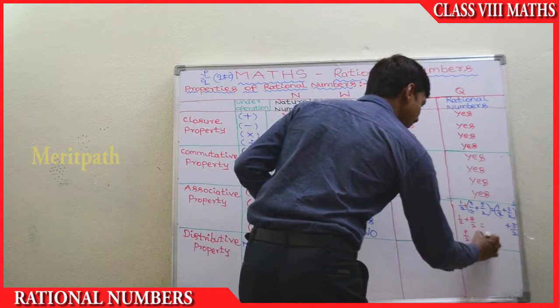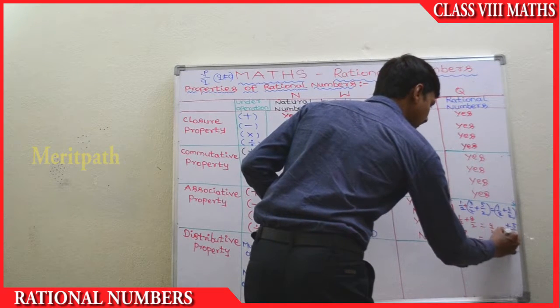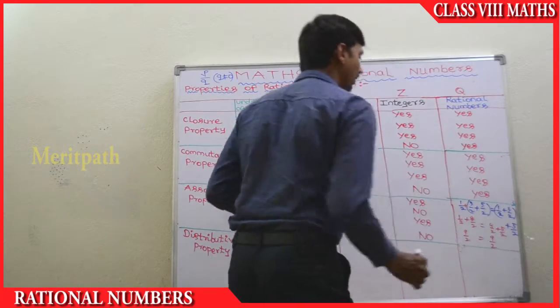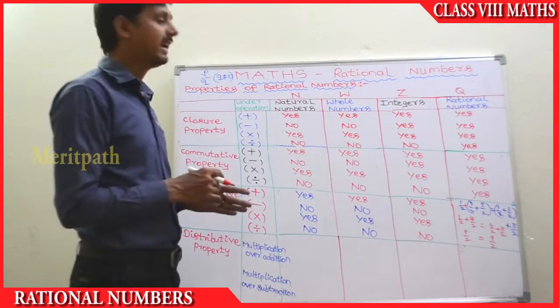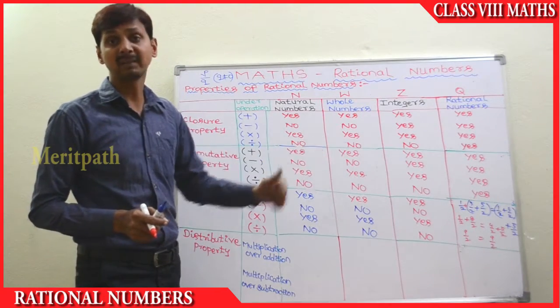Now the left-hand side and right-hand side. So 4 by 2 plus 5 by 2 is also 9 by 2. We are getting the same result on both sides. So the associative property of addition over rational numbers is applicable.